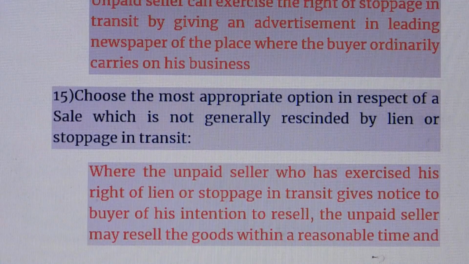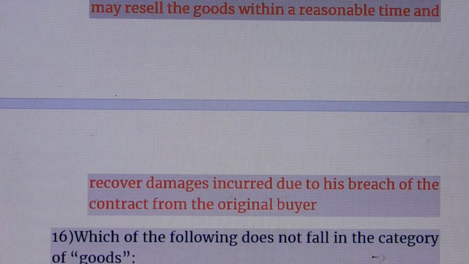Question number 15. Choose the most appropriate options in respect of a sale which is not generally rescinded by lien or stoppage in transit. Answer is where the unpaid seller who has exercised his right of lien or stoppage in transit gives notice to the buyer of his intention to resell. The unpaid seller may resell the goods within a reasonable time and recover damage incurred due to his breach of the contract from the original buyer.